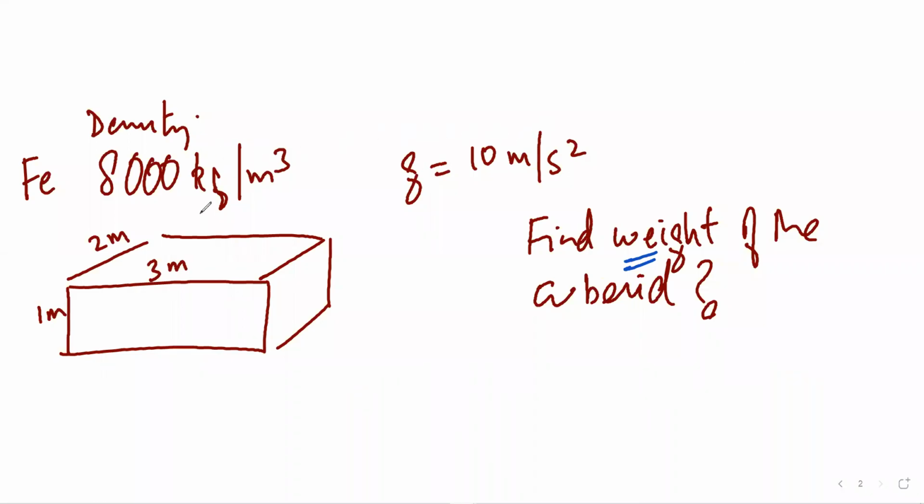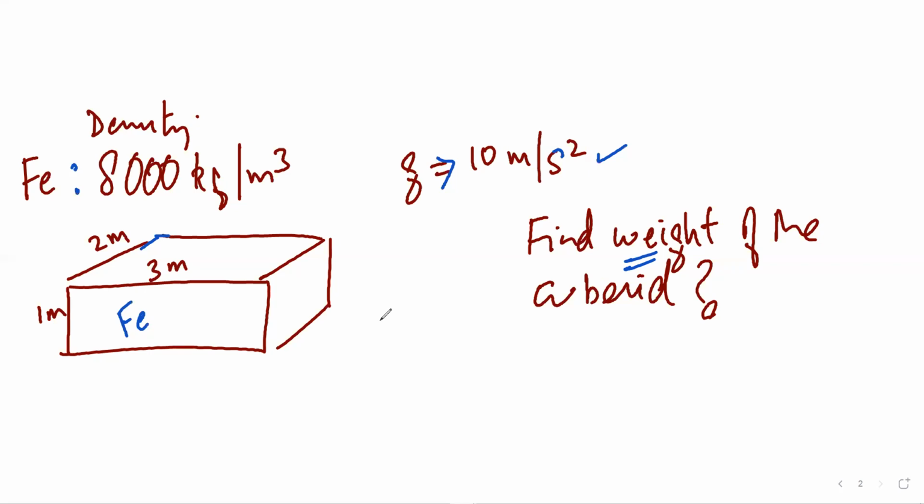So, Mr. Aryaman, we have this cuboid of dimension 1 meter, 3 meter, 2 meter. This cuboid is made up of iron. Roughly, the density of iron is 8,000 kg per meter cube, and I'm considering G, acceleration due to gravity, to be 10 meter per second square. The question is how to find the weight of this cuboid.